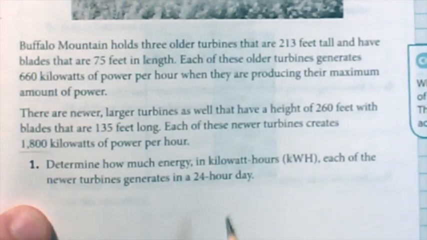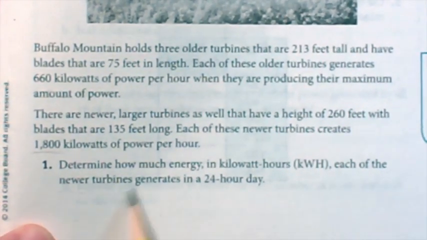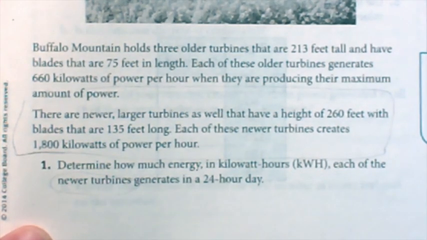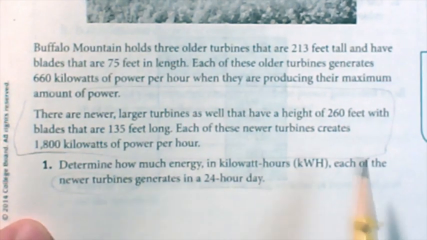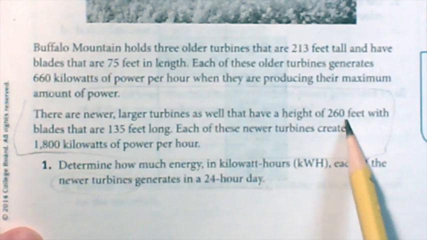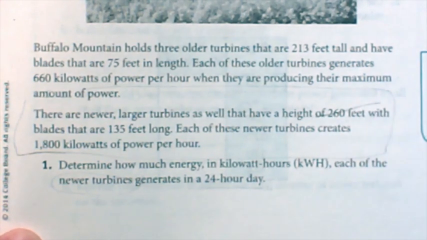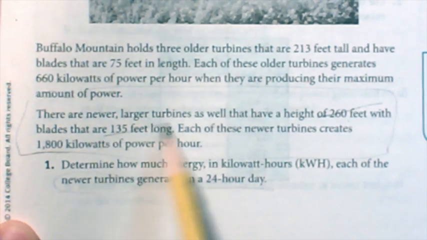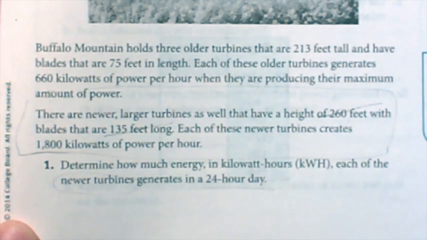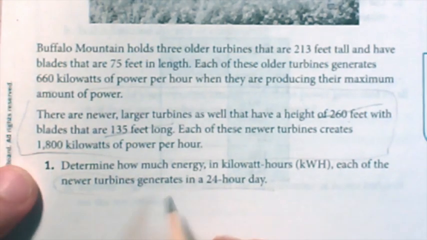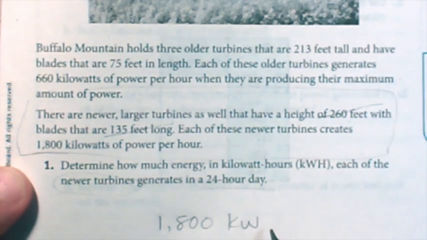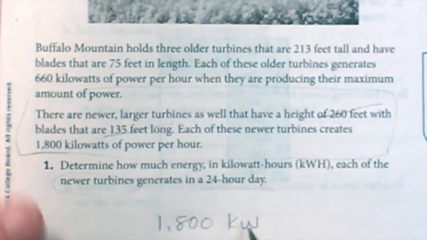So the things that we're picking apart in here, they said newer turbines, so I'm going to use this information. They want to know how much power they generate in a 24-hour day. So the 260 feet, that's not going to help me figure out how much power. That the blades are 135 feet long, that's not going to help me either. That each turbine creates 1,800 kilowatts of power per hour, that's going to help me.